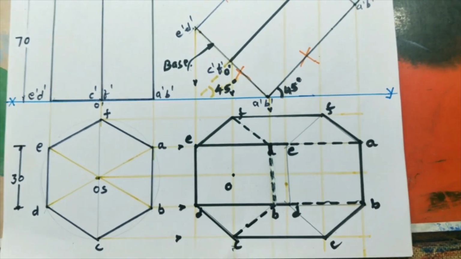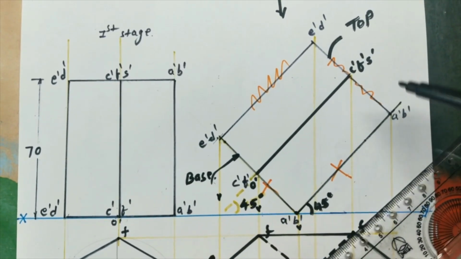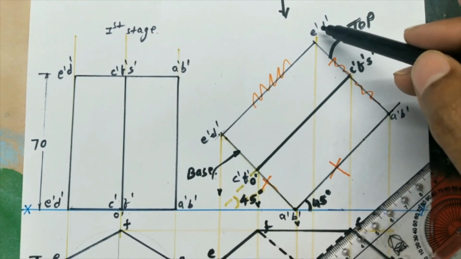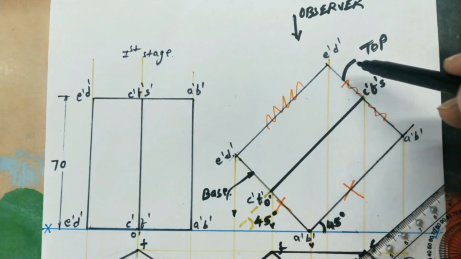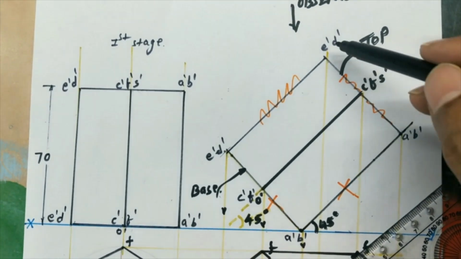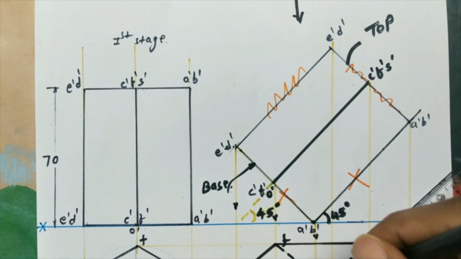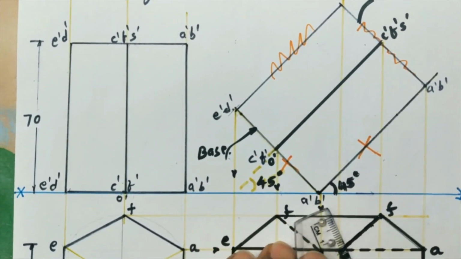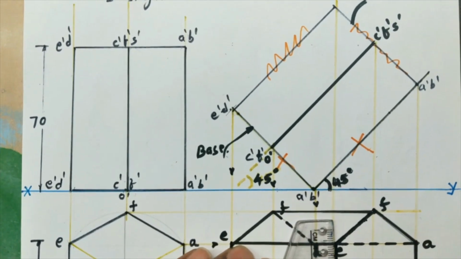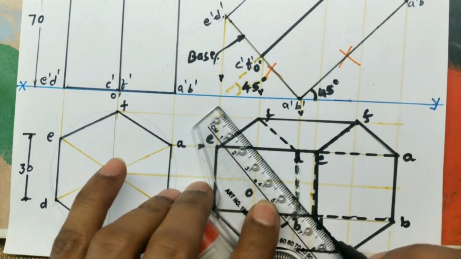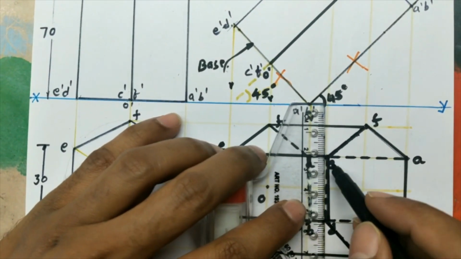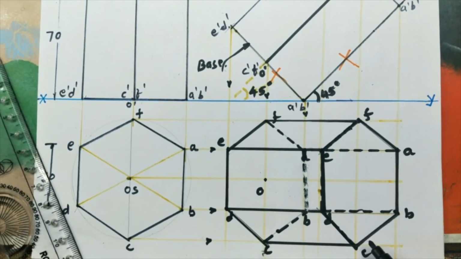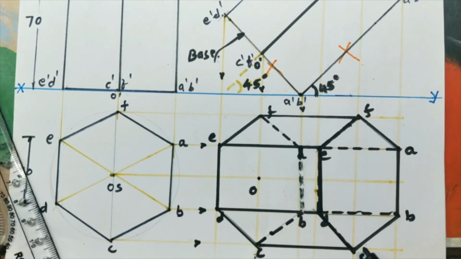Now students, you can see from the top, as this is the top portion, the observer can see all the points there, whether it may be A, B, C, D, E, F. So here, make this line continuous, make this line continuous. In this way we'll get all these points as continuous ones. So thank you very much.